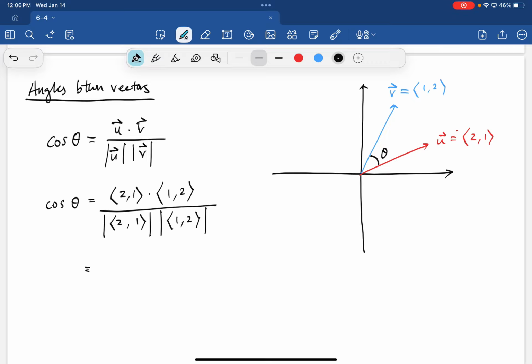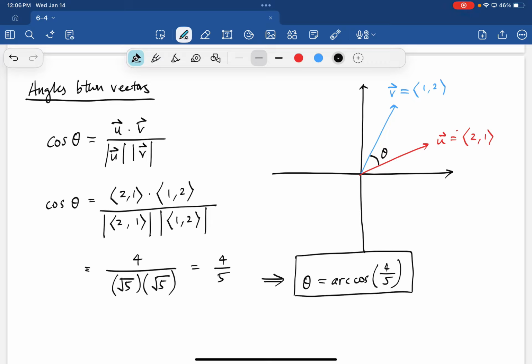Okay, so the dot product between these two vectors is 2 plus 2, or 4. And then the denominator is going to be root 5 times root 5, because both magnitudes are equal to root 5, the square root of 1 plus 2 squared. And so that's just 4/5, right? So our answer is going to be theta equals arc cosine of 4/5. Any questions? So we calculate the dot product and then the magnitude of both vectors and then plug them into the formula.